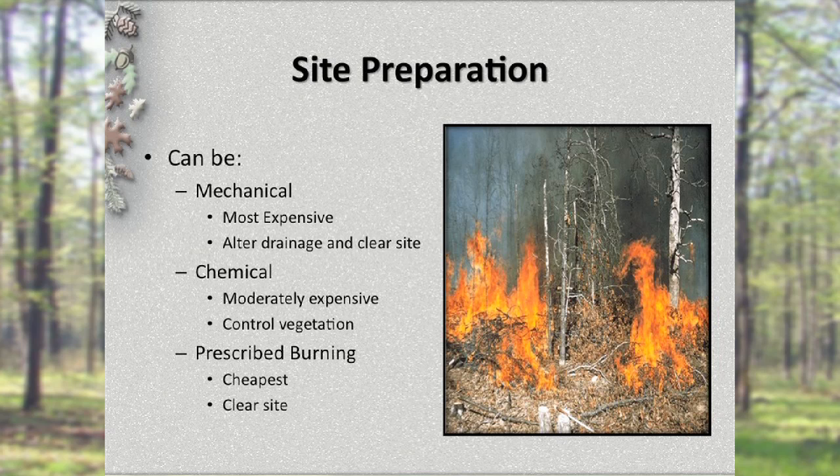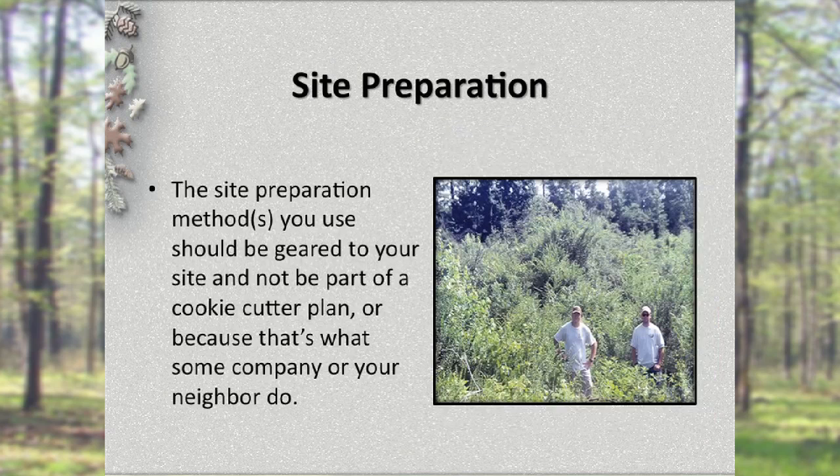And mechanical site preparation methods are best for altering drainage or aeration and also clearing the site. Chemical operations are more moderately expensive, somewhere in the neighborhood of, I'll just say $80 or on up an acre. And it's used exclusively for controlling vegetation. You're not going to change the drainage, you're not going to change the debris on site by using chemical site preparation. Prescribed burning is the cheapest, somewhere in the neighborhood of $20, $25 an acre. You want to clear the debris off site, that's the cheapest way to do it.